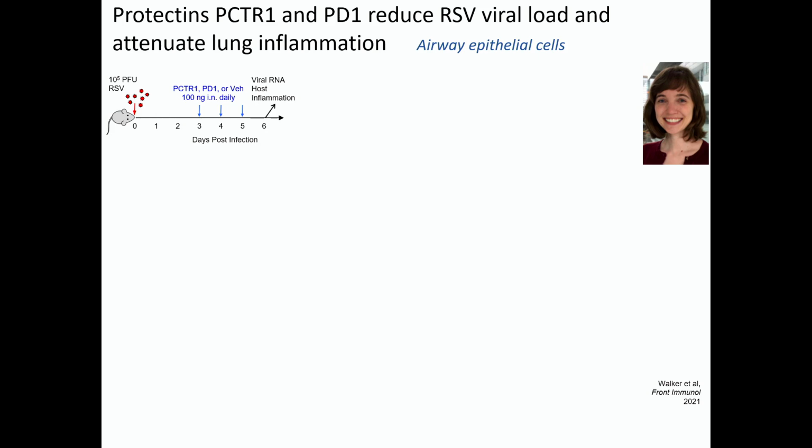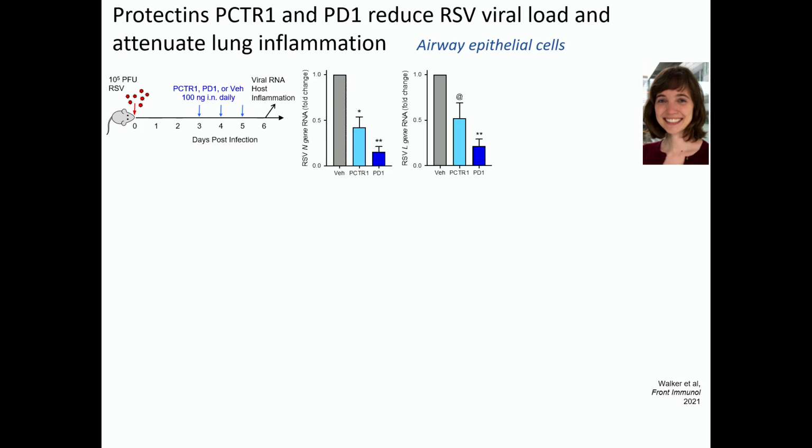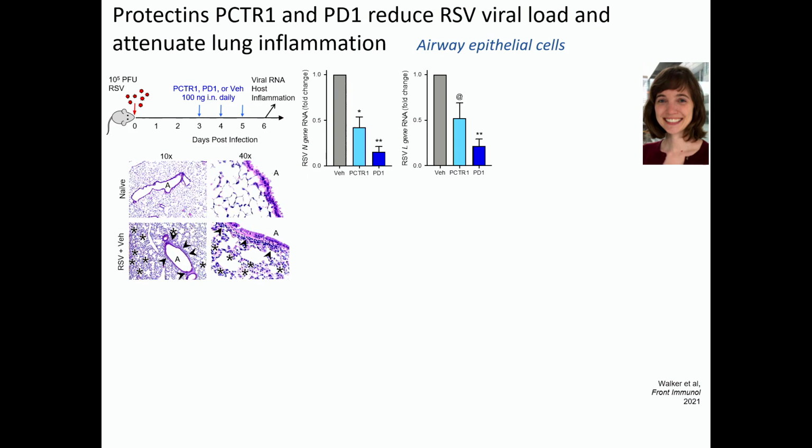This work was led by Kate Walker in the lab, and this will focus in on airway epithelial cells. Here's the model, the same one that we used, except now beginning at day 3 after infection, we introduce PCTR1, protectin D1, or a vehicle. And we look at day 6. And both the RSV N gene expression as well as L gene expression is decreased by PCTR1 and PD1.